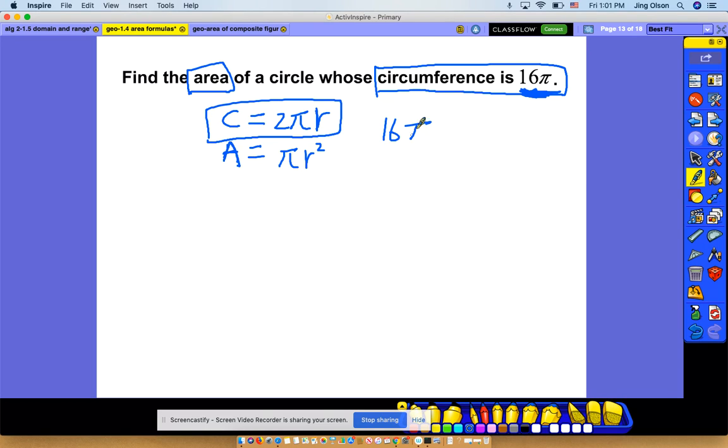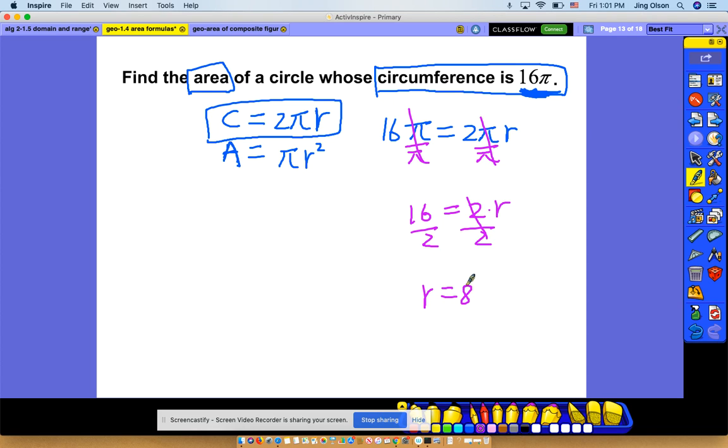So 16 pi is equal to 2 times pi times radius, right? I can divide both sides by pi, so the pi will actually cancel out. Okay, there's no pi left. It's just 16 is equal to 2 times r, so divide by 2. R is equal to 8. So this radius is 8. Okay, 8 inches or centimeters, whatever, it's gonna be 8 units.